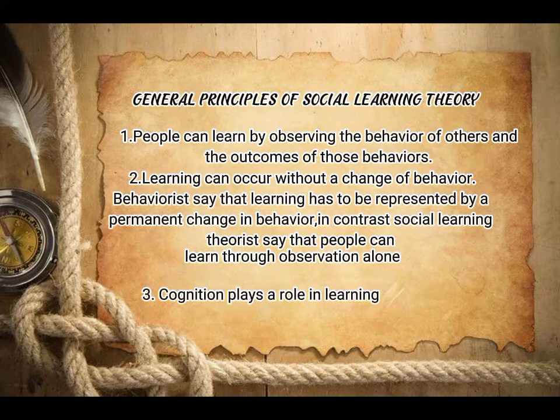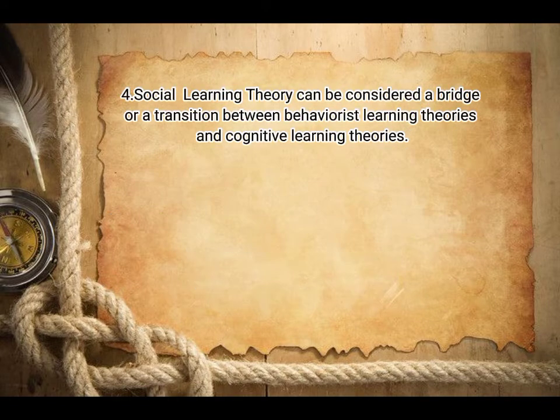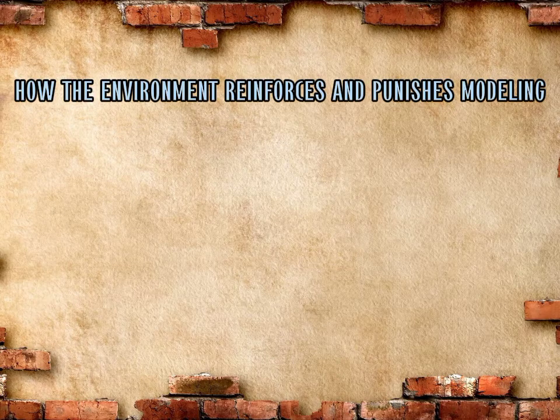Third, cognition plays a role in learning. Over the last 30 years, social learning theory has become increasingly cognitive in its interpretation of human learning. Awareness and expectation of future reinforcement or punishments can have a major effect on the behaviors that people exhibit. Then fourth, social learning theory can be considered a bridge or a transition between behaviorist learning theorists and cognitive learning theorists.